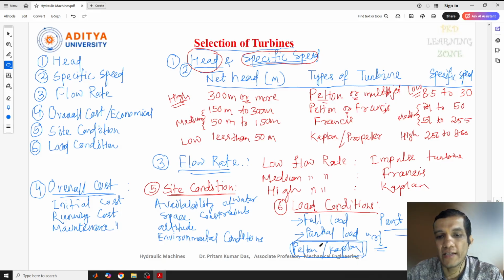Even it is not fixed that we need to select only these two turbines. Based on the conditions, the loads, the specific speeds and flow rates, it can be used. If you want to use low head, then we can go for the Kaplan turbine. If you want a high flow rate, then obviously we can go for the Kaplan turbine also. Now if the head is very high, then we need to go for the Pelton turbine. So these are the points of selection of turbines.